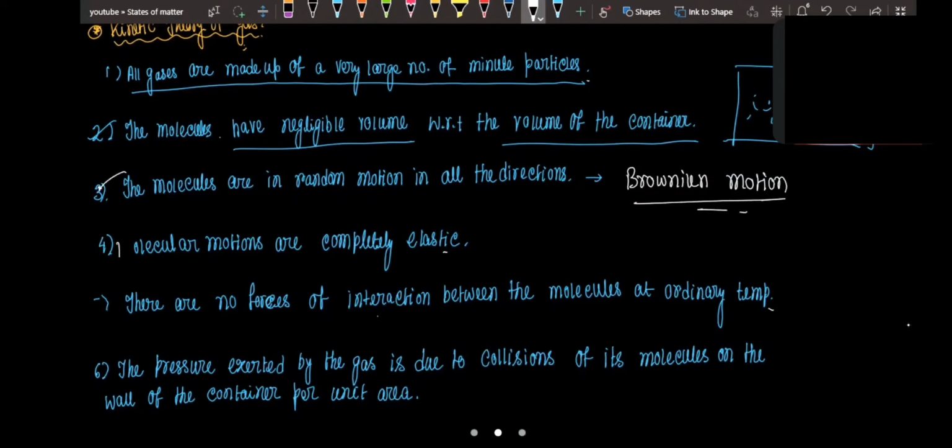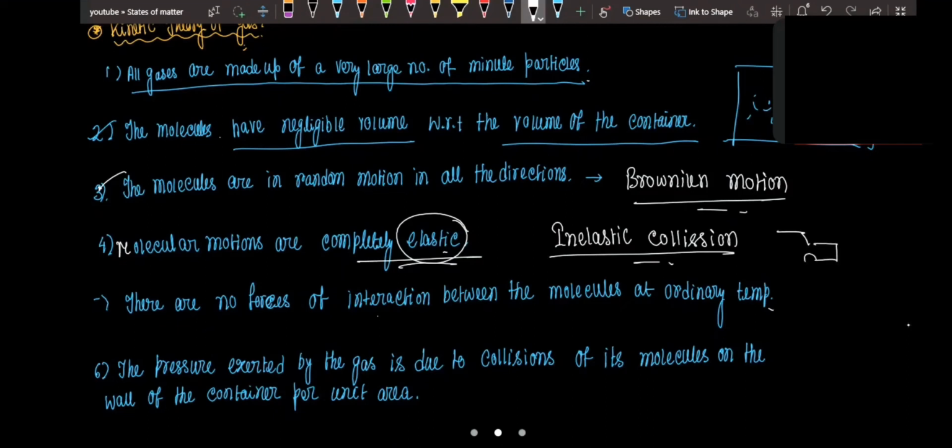Now, the fourth is that molecular collisions are completely elastic. Elastic means the type of collision where the total momentum is conserved. There is another type of collision, which I'm writing over here, which is inelastic collision. There are two types of collision actually, elastic and inelastic. When we talk about elastic collision, the total momentum is conserved, and in inelastic collision, that is not what's happening. So if I draw a car over here, let's say, as we see in everyday life, a car is just hitting another car face to face.